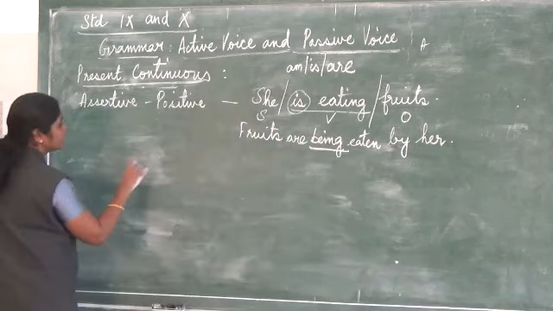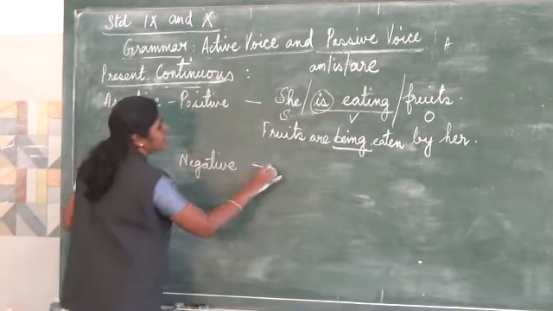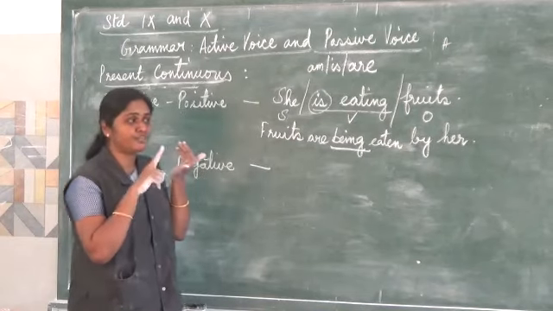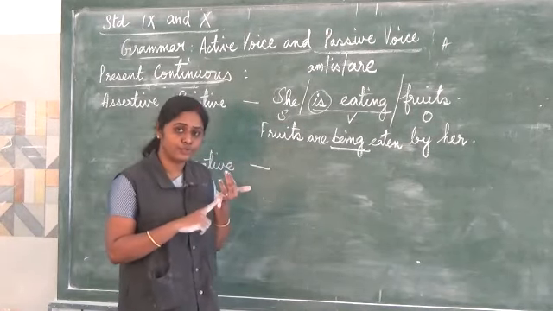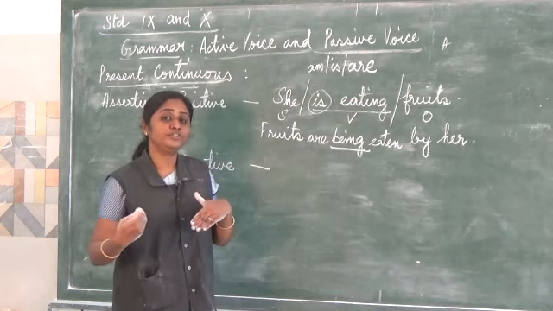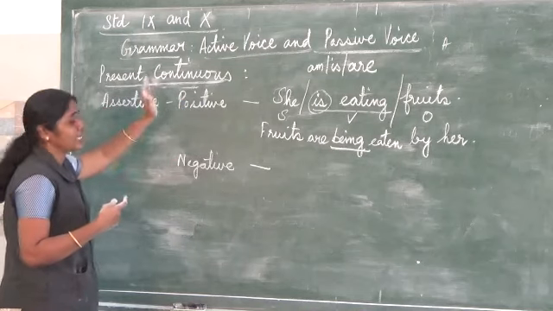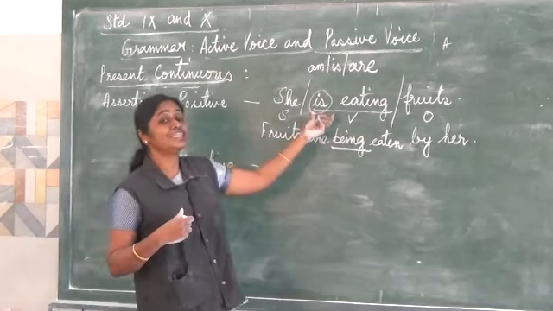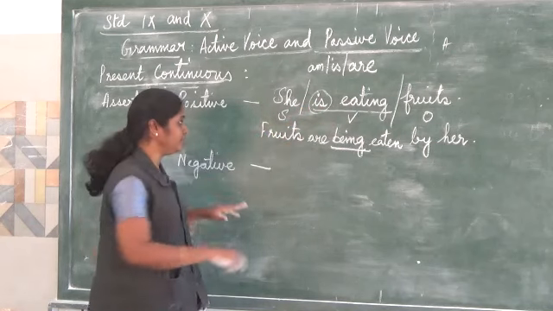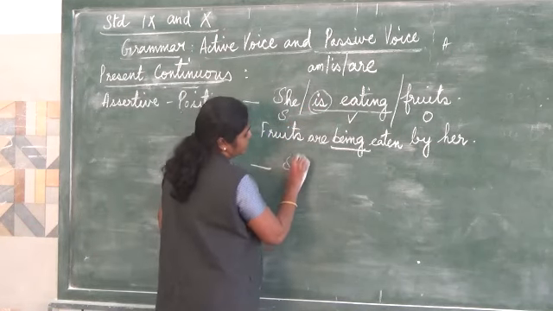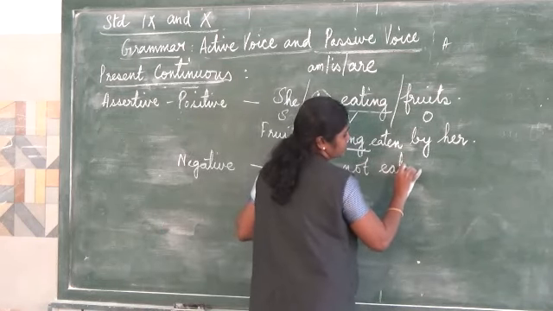Now the same sentence we will change into negative form. See, after this it will be very easy. Only for simple present and simple past you will not have an auxiliary verb in the active voice. So to change them into negative you have to use the do verb. But when it comes to other tenses like continuous and perfect, you already have an auxiliary verb. So how will you change this sentence into negative? She is eating fruits. Negative form is she is not eating fruits.